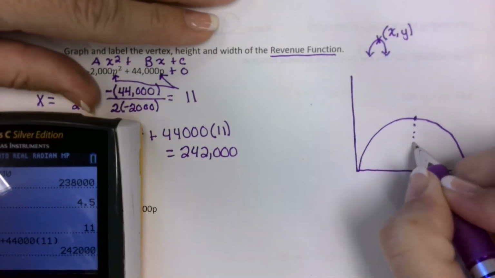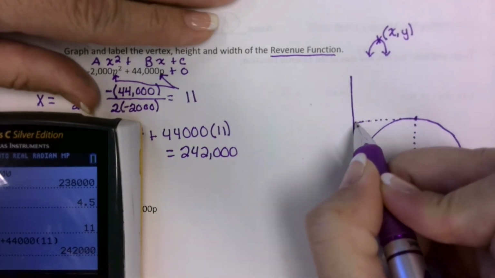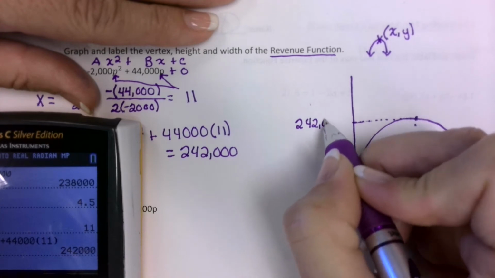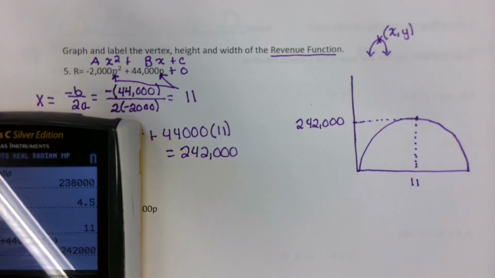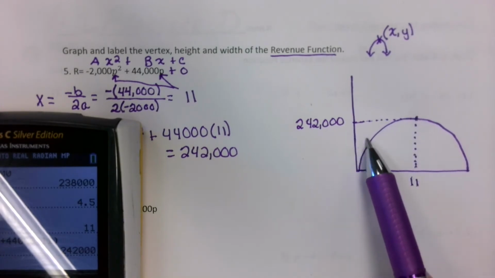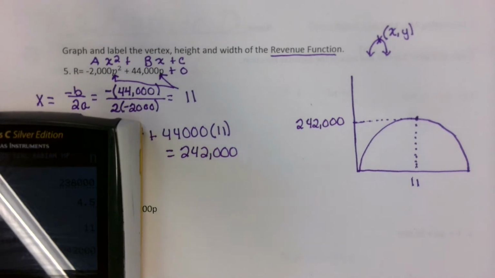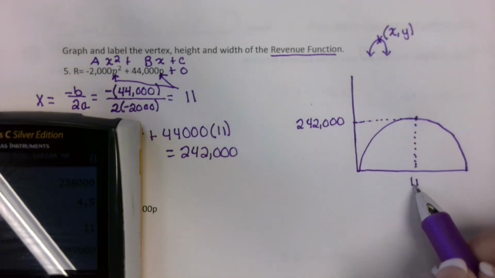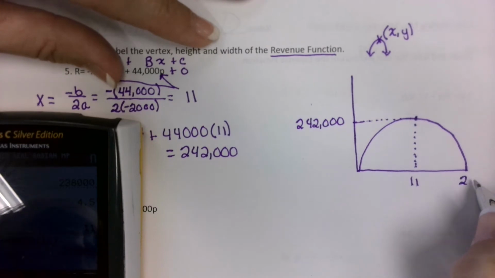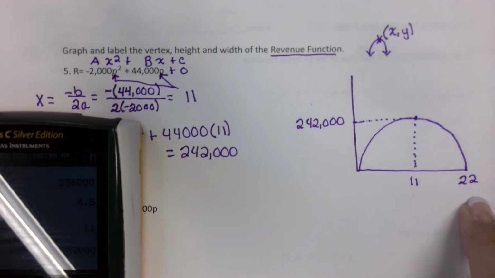So here's my x, and here's my y at 242,000. So my question to you is, if the middle is 11, so if half the rainbow is 11, what's the width of the rainbow? Okay, so if half the rainbow is 11, the width is 22. So it's double. This is 11, that's 11, 11 and 11 is 22.